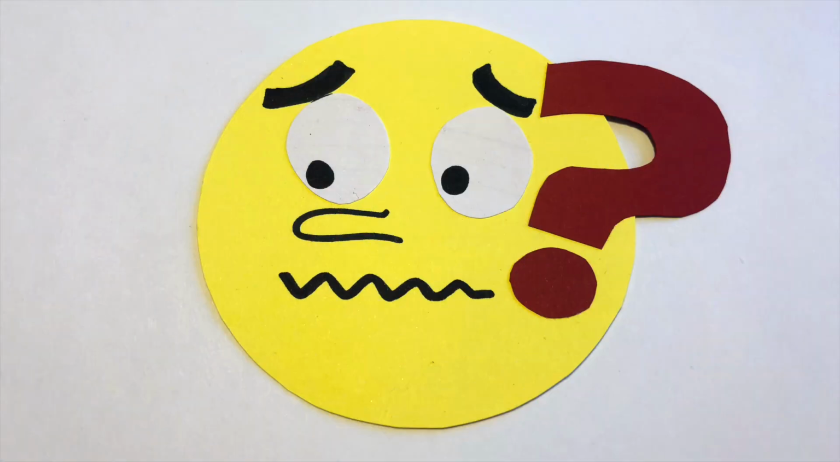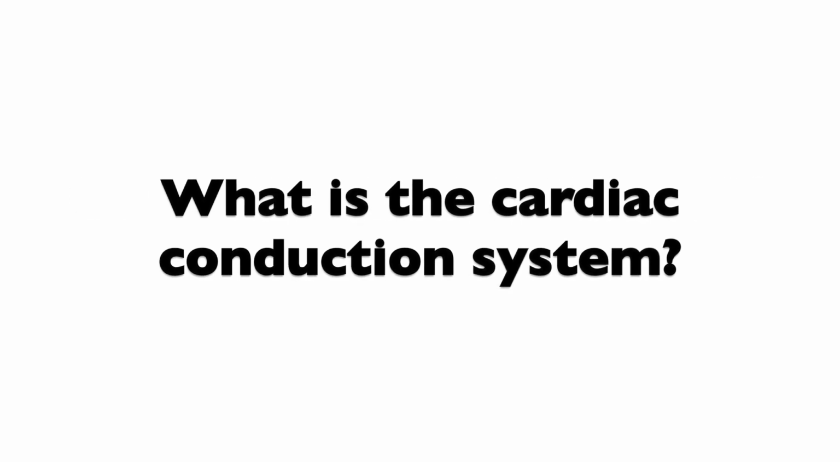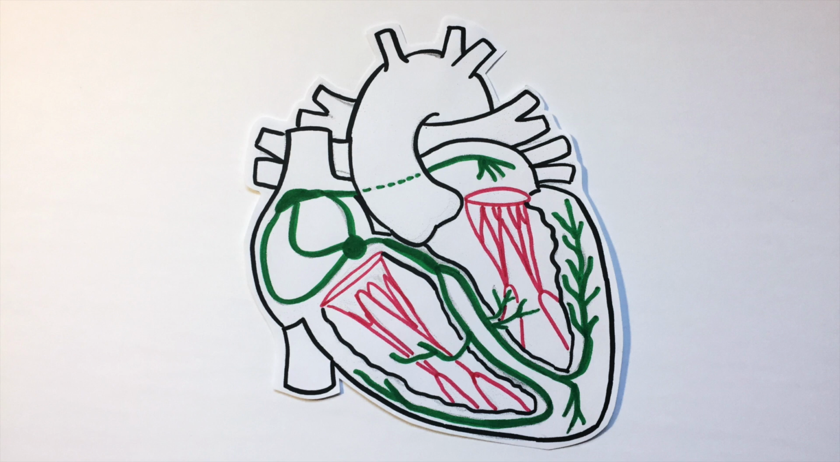So how does your heart continuously beat and maintain its rhythm? The cardiac conduction system is the answer. What is the cardiac conduction system? In the heart, there are specialized cells that generate and conduct signals in order to contract the cardiac muscle and pump blood through the body.